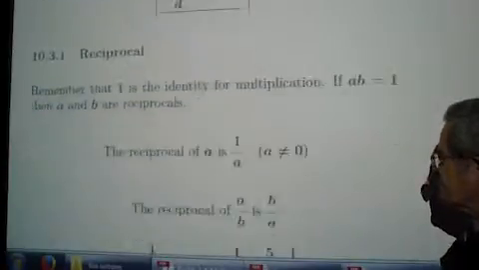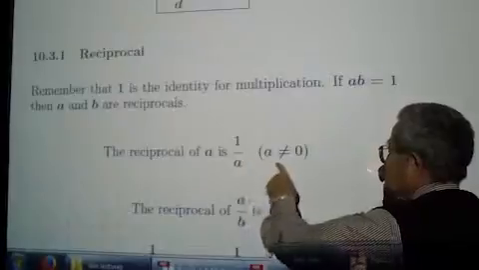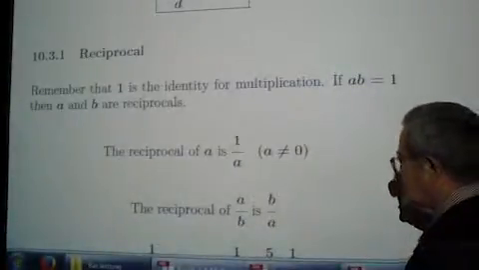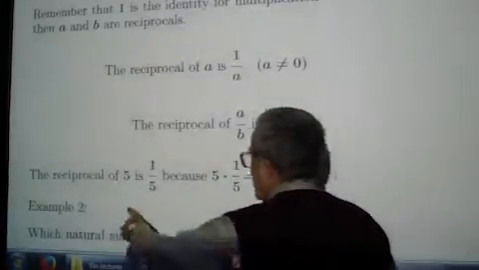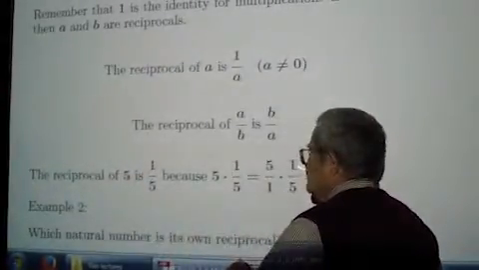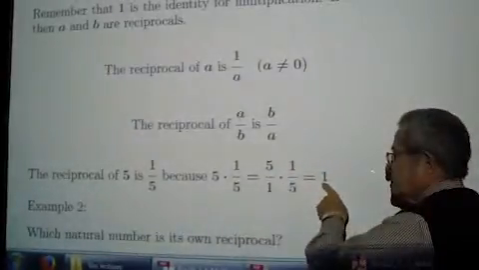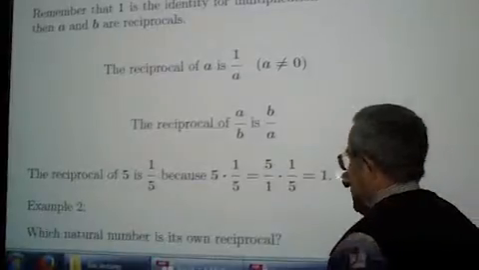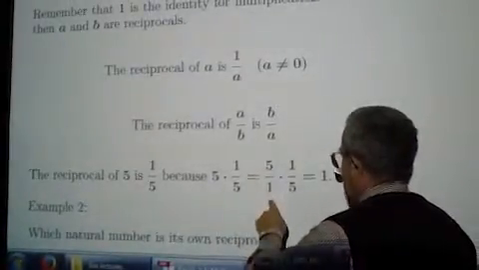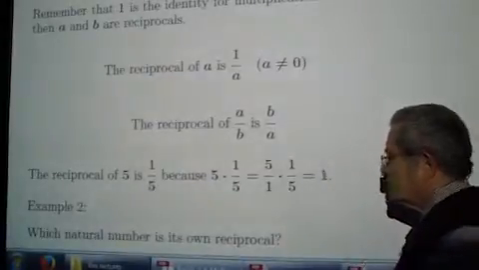As long as the denominator is not 0. So 0 is a number that does not have a reciprocal. What's the reciprocal of 5? It's 1 over 5. Because when you multiply the number by its reciprocal, you must get the identity for multiplication. Okay? 5 times 1 over 5. 5 is like 5 over 1. You get 5 over 5, which is 1. That was example 1.